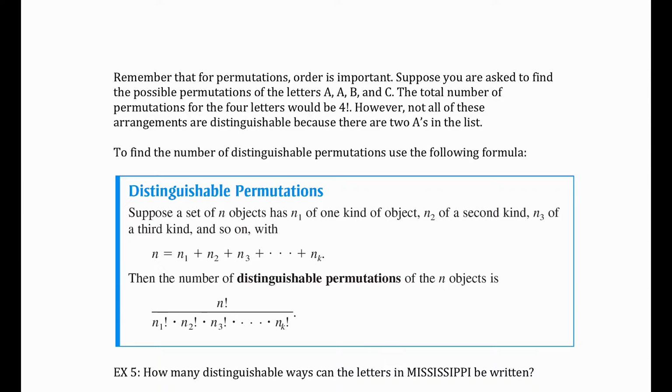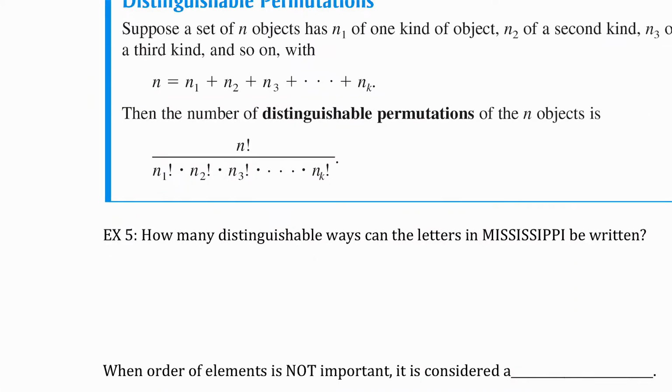But the number of distinguishable permutations of n objects is the total number of values, so n factorial, over n sub 1 factorial, the number of options for the first item, times n sub 2 factorial, times n sub 3 factorial, all the way until we end up with our final options. Now, folks, this becomes a little more clear once we start looking at an example. It says how many distinguishable ways can the letters Mississippi be written?